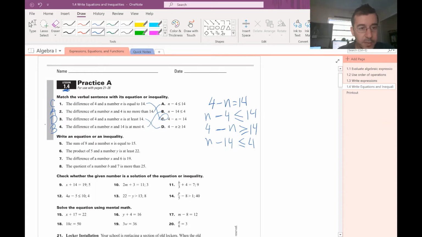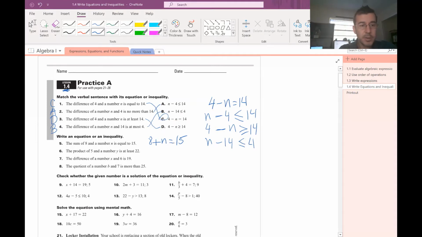Okay, number 5, the sum of 8, so sum means plus, of 8 and a number n equals to 15. That's the expression or the equation. And the goal in this section 1.4 is to basically see a verbal statement and then convert it to either an equation or inequality. Equation, in this case, when we see the equals sign.